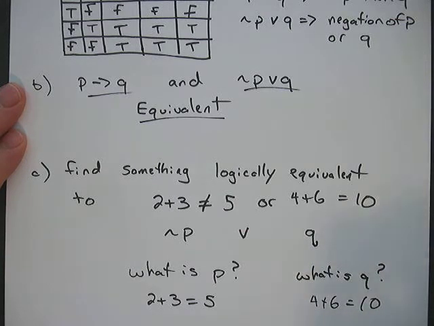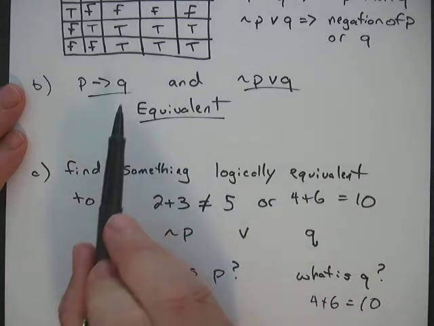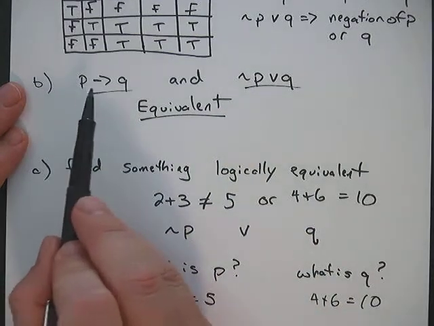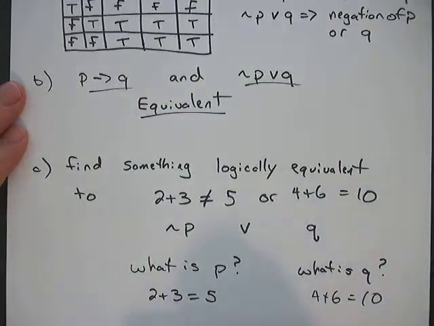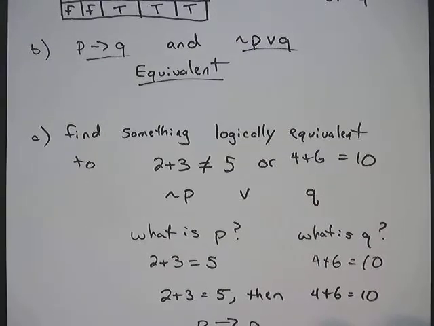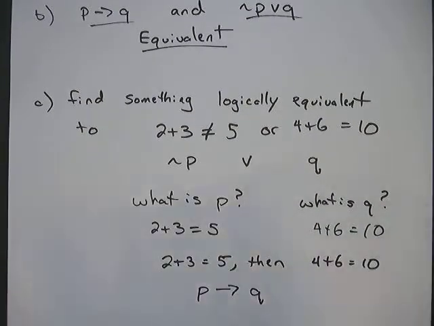Okay, so if we're looking for an equivalent statement to this, and we know that this is true, we're looking for this, p then q. So we would have 2 plus 3 equals 5, and then 4 plus 6 equals 10. Okay, that's p then q. And that's it.